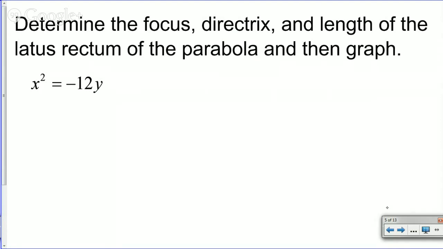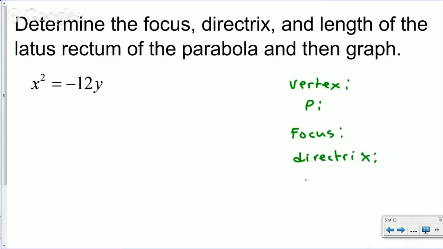Okay, determine the focus, directrix, length of the latus rectum, and graph. So there's a few things we want. We want the vertex, the P value. We want the focus. Let's go ahead and put the directrix and the LR. So those are the things that you're going to want to look for before you get going on the graph.